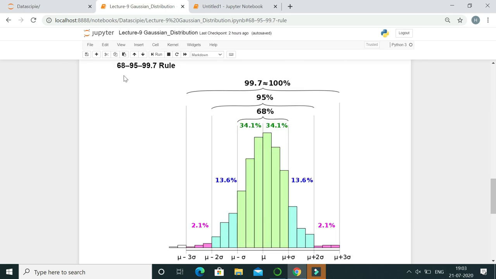Next we see the 68, 95, 99.7 rule. This is a simple rule. It says that from the center up to 2 sigma, 68% of the data set is there, up to 4 sigma, 95% of the data set is there, and up to 6 sigma, 99.7% of the data set is there.